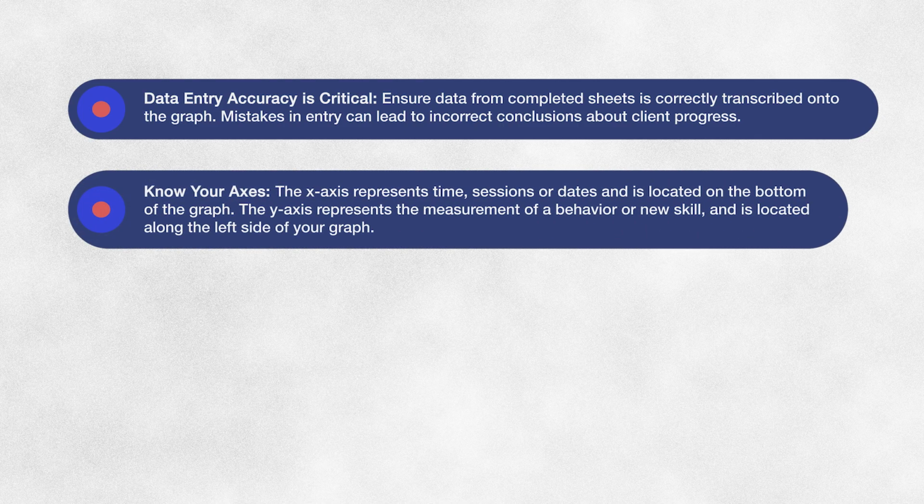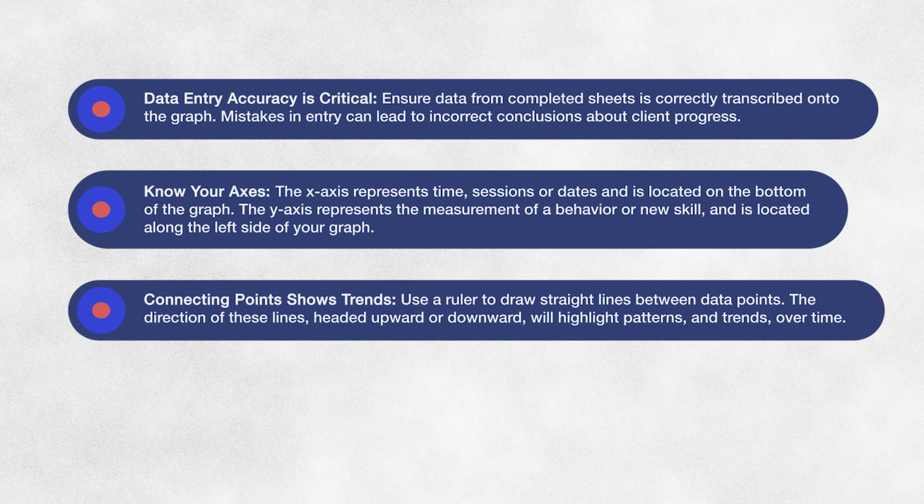Know your axes. The x-axis represents time, sessions, or dates and is located on the bottom of the graph. The y-axis represents the measurement of a behavior or new skill and is located along the left side of your graph.